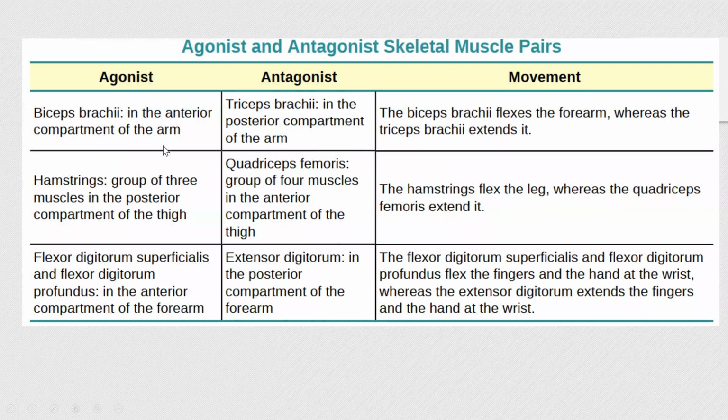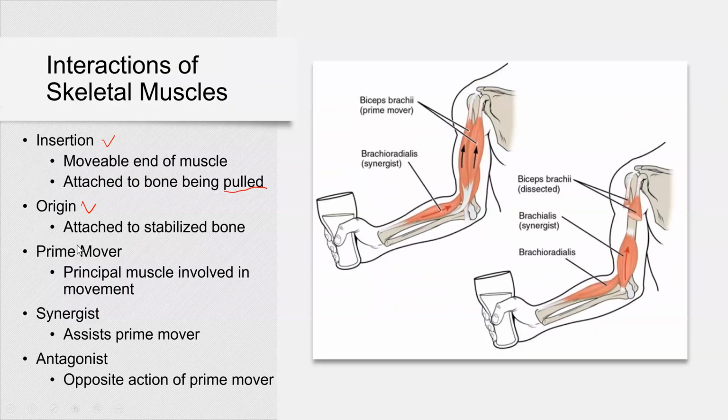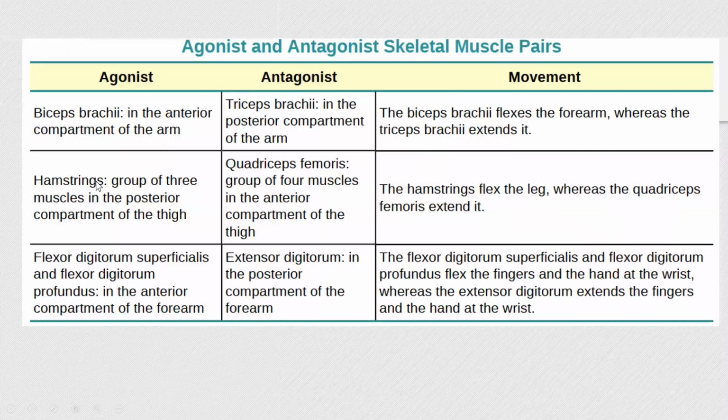So over here we have some other examples of agonist. Agonist is another name for prime mover. So for example, the hamstring group or flexor digitorum superficialis, and those muscles will have their antagonists that will oppose their movement, right? And here you can see what movements are produced at the joints that those muscles act upon.